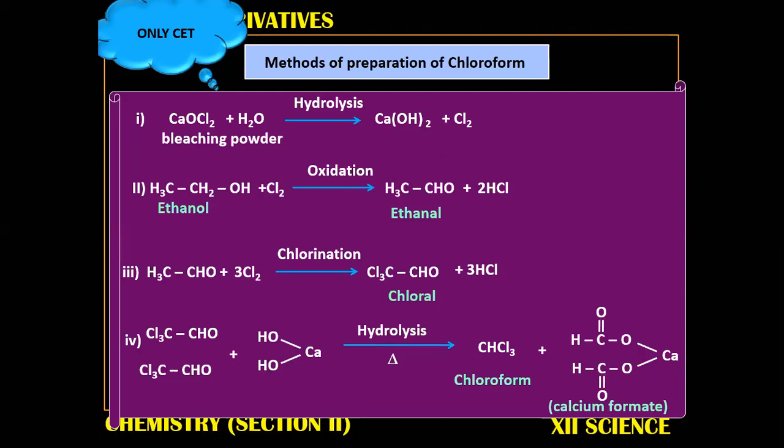Chloroform is a colorless liquid, and along with that we get a compound called calcium formate, the calcium salt of formic acid. You can copy down all 4 steps, but here are 2 more names I'll give you, so you have to remember that. Again, NEET JEE students only copy this.